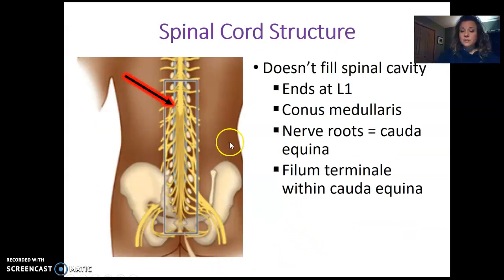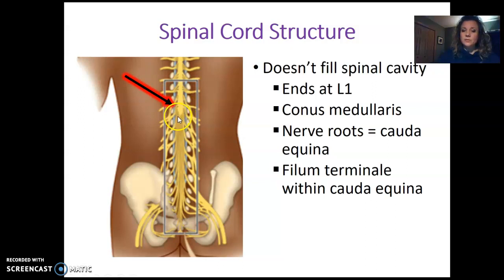We talked about this in the last lecture, but the spinal cord doesn't fill the entire spinal cavity. It's going to end around lumbar vertebrae 1. So it's going to end right here where our red arrow is pointing. And this little end piece here actually has a name. It's called the conus medullaris.